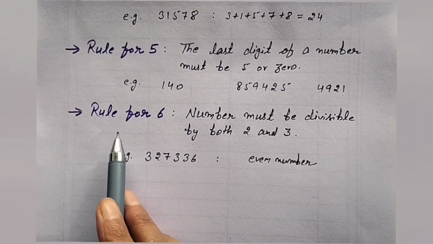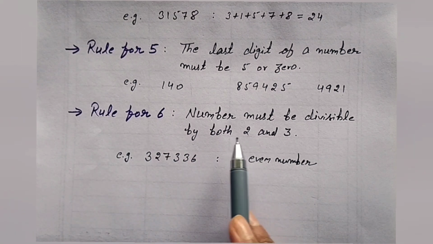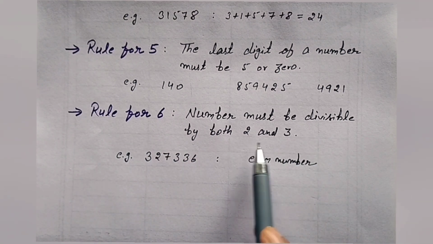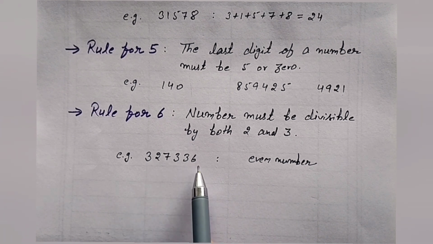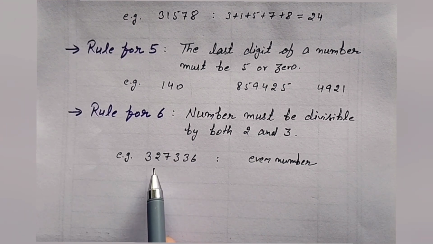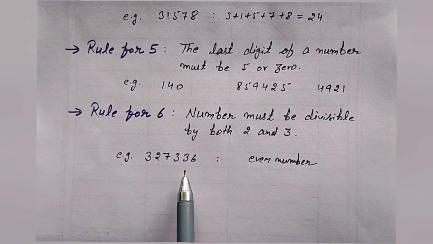Now, let's see the rule for 6. The number must be divisible by both 2 and 3. Means if a number is divisible by both 2 and 3, then that number will also be divisible by 6. For example, this is a number. First we have to check divisibility by 2. So you can see that this is an even number. Therefore, this number is divisible by 2.